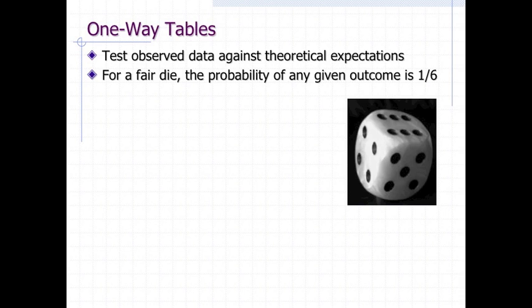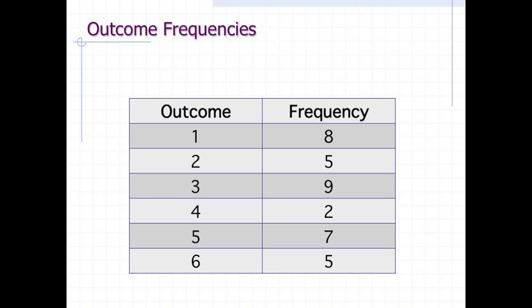For example, for a fair six-sided die, the probability of any given outcome on a single roll would be 1 out of 6. The data in this table were obtained by rolling a six-sided die 36 times. Clearly, some outcomes occurred more frequently than others. For example, a 3 came up 9 times, whereas a 4 came up only 2 times. Are these data consistent with the hypothesis that the die is a fair die?